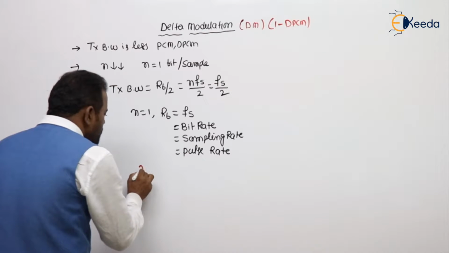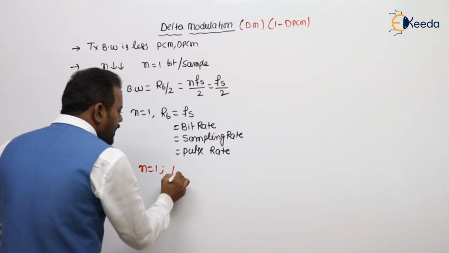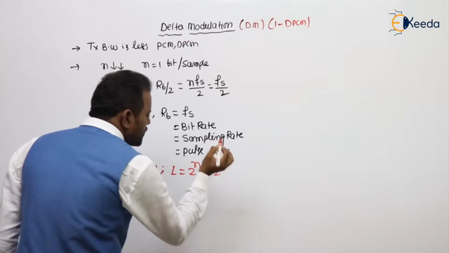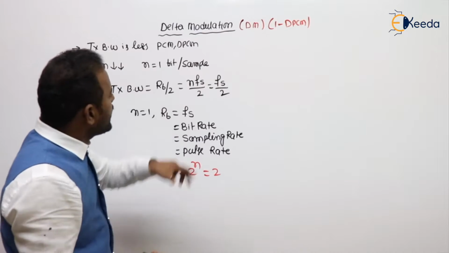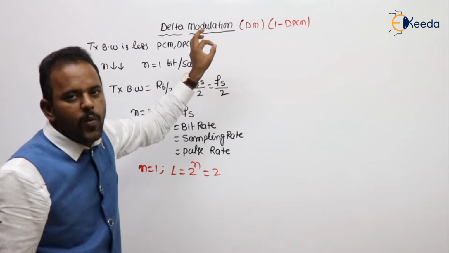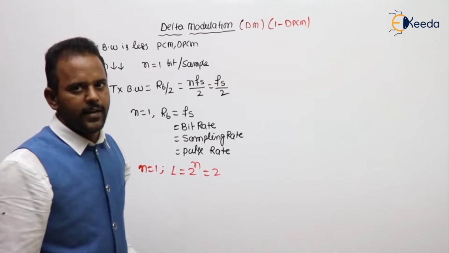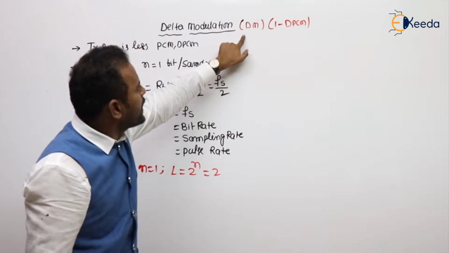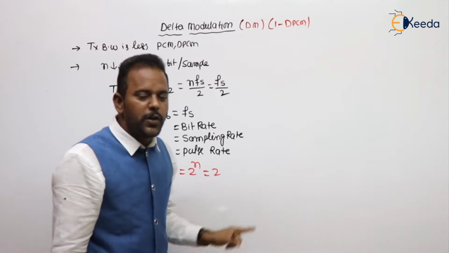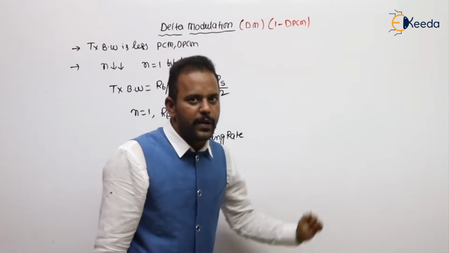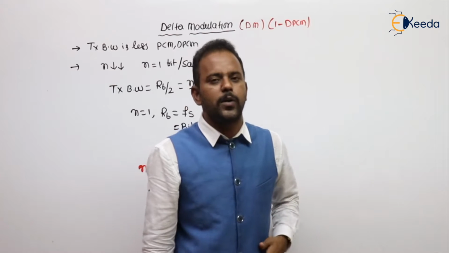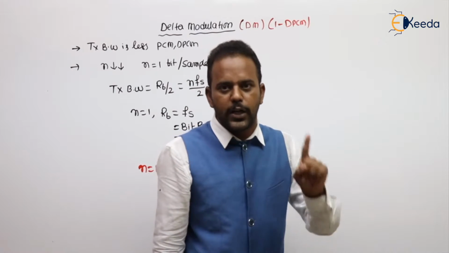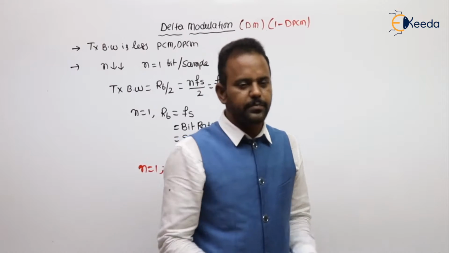If n value is 1, then what is L, sir? L is 2 power n, that is 2. Means in delta modulation, we are using a 1 bit quantizer. So that's why we can also say delta modulation complexity is less when compared to PCM and DPCM. PCM and DPCM use some n bit quantizer, but in delta modulation it is a 1 bit quantizer.